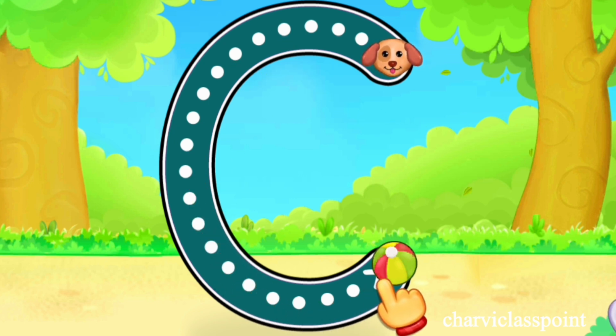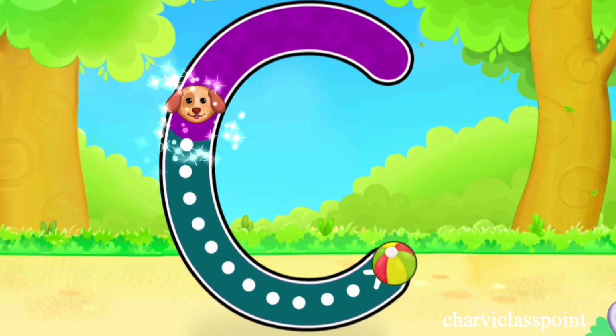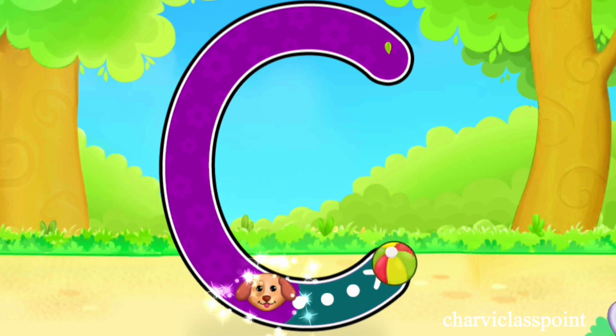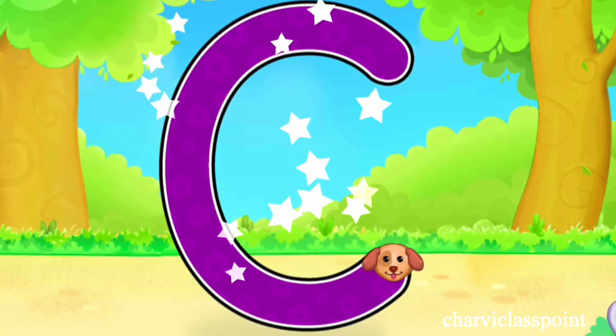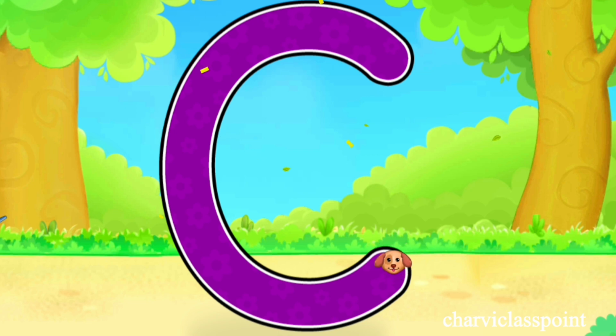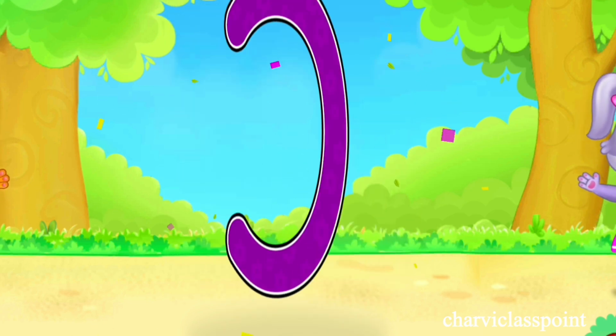Trace the letter C. Very good. Yes, yes, yes. And this is letter C. C for caterpillar. C for cat.